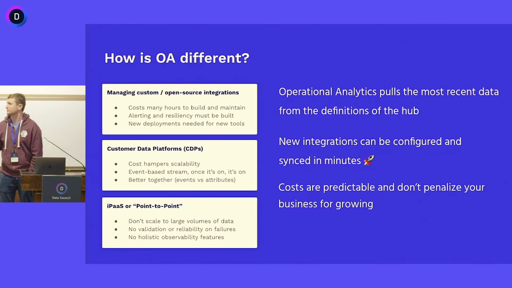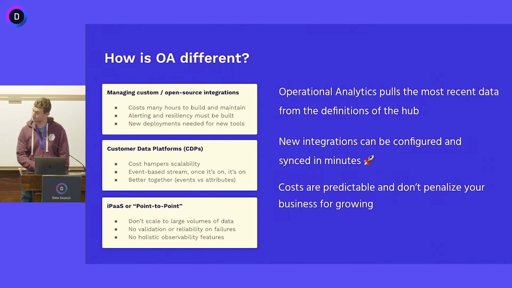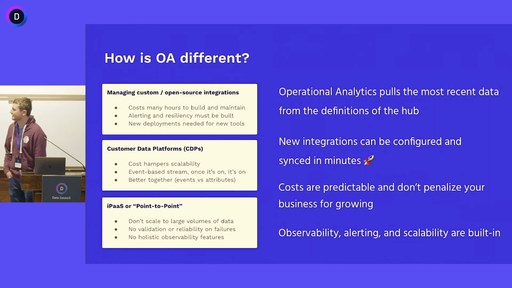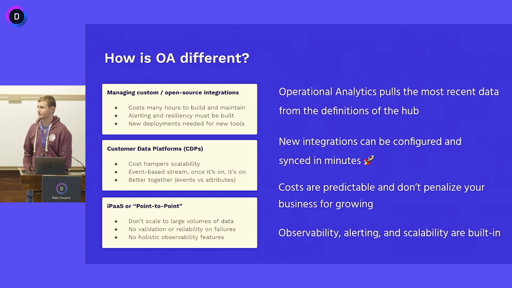Another piece is that costs are predictable. They don't penalize your business for growing. The Census cost model is based on destination fields, meaning the columns in a table that you are syncing over to the different destination objects. It doesn't depend at all on data volumes, and there are no hidden fees regarding that. And observability, alerting, and scalability are all built into the architecture, so you don't have to worry about things failing. Census can just take care of that for you.